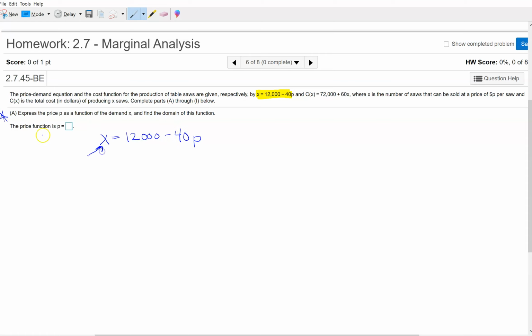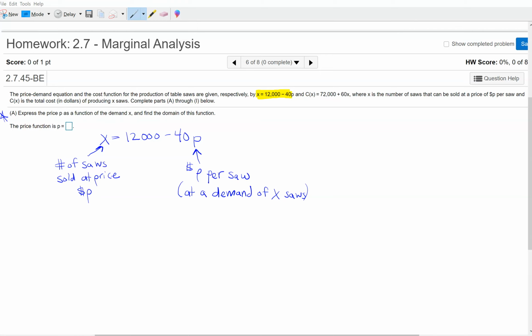And again, X is the number of saws that can be sold at a price of P dollars. And of course, P is going to be the dollar amount that each saw is sold for. So P is the dollar amount per saw, but that price is at the demand of X saws. So X and P are connected together. P is the price for demand level of X saws. X is the number of saws that can be sold at a particular price P. So this equation relates those two things.